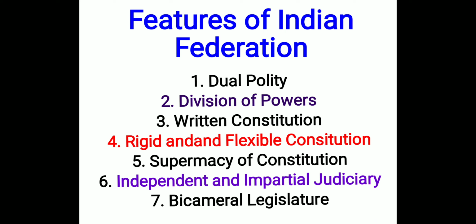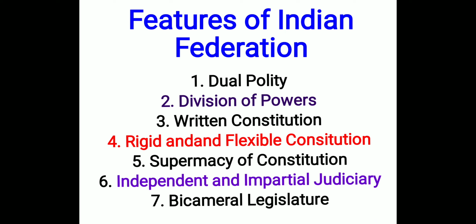Though we have a federal form of government. Okay. So what are the features of Indian federalism? So the features are: number one, dual polity. We have also a dual polity. We have two types of governments. One government is for the entire country, that is government of India, and the other government is the state government, which is for the particular area, and we have 28 state governments.